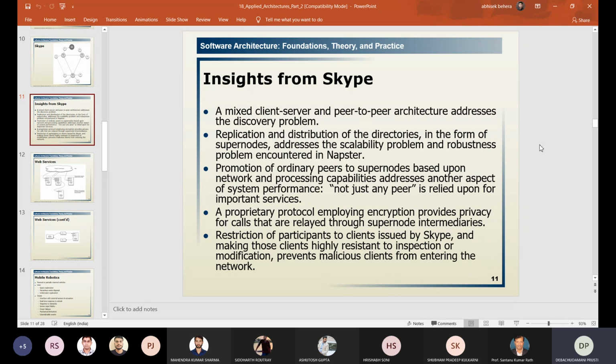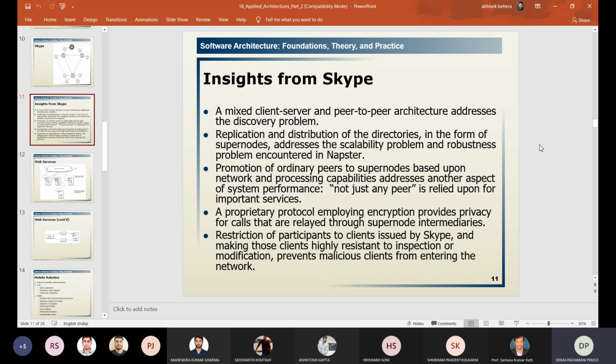The promotion of ordinary peers to supernodes is based on network and processing capability, and it addresses another aspect of system performance. Not just any peer is relied upon for some important services.